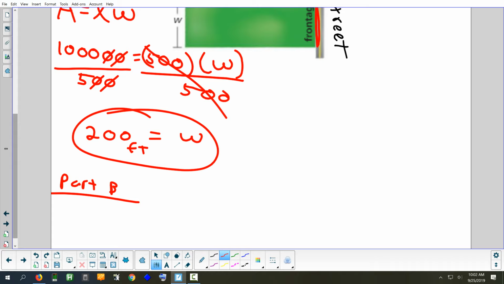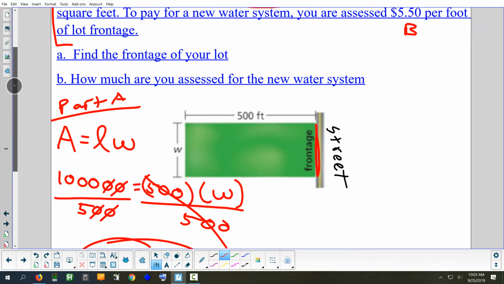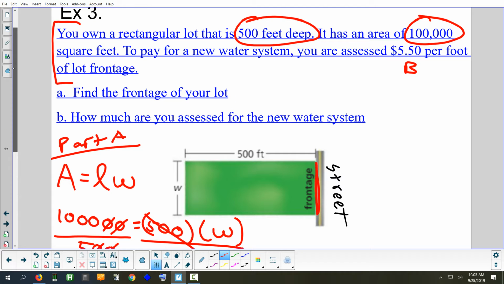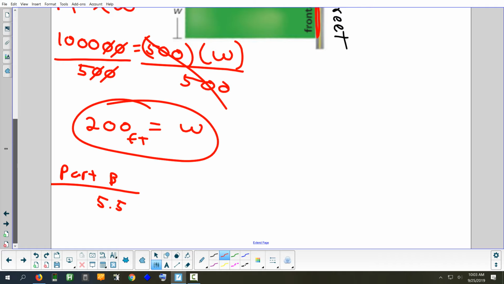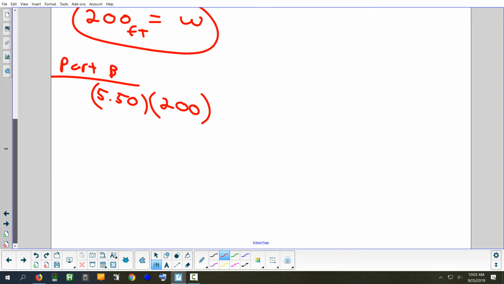I don't know. So think about if you were getting gas for your car, just a simple number. If it was $3 a gallon and you buy 10 gallons, what do you do with the two numbers? Multiply. 3 times 10, 30 bucks, right? So we're going to do the same thing here. We're going to multiply. $5.50 per foot, so start with that. 550 times how many feet? 200 feet. That's the front of your yard.